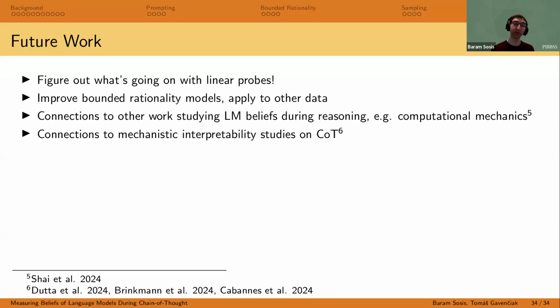And I'd also really like to explore connections between this work and some other really interesting related work. So for instance, work done by some PIBBSS people on applying computational mechanics to look at the beliefs of language models. I think it would be really cool to explore connections between that and the results I've gotten. Really disappointed that I didn't get a chance to go into that this summer. And there are also various mechanistic interpretability studies on chain of thought that it would be cool to explore connections with.